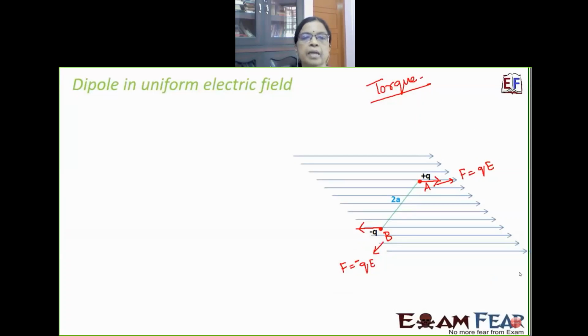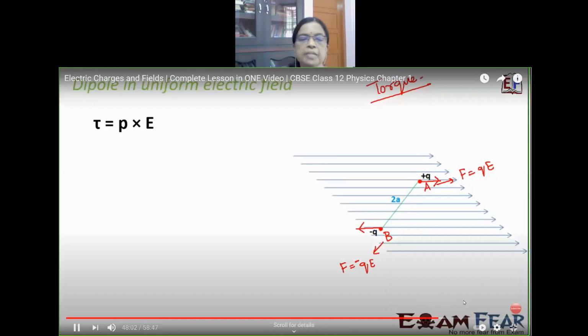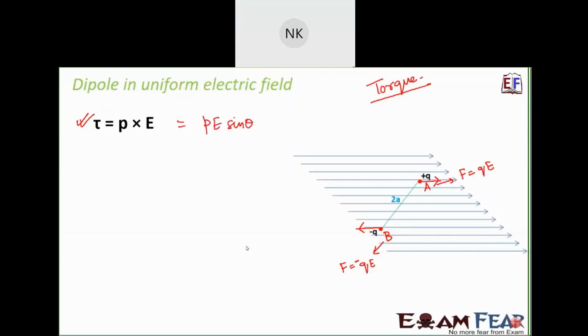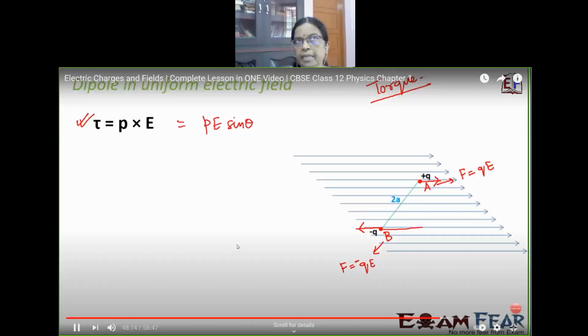So how much is the torque experienced by this dipole? Torque is given by P cross E, where P is the dipole moment and E is the electric field. So P cross E is basically PE sine theta, where theta is the angle that it makes with the electric field. Now, when is the torque maximum?